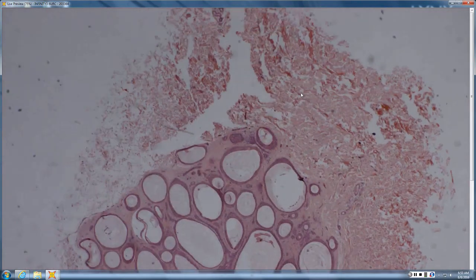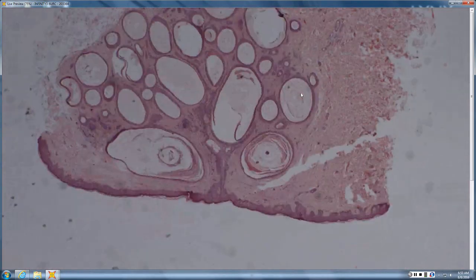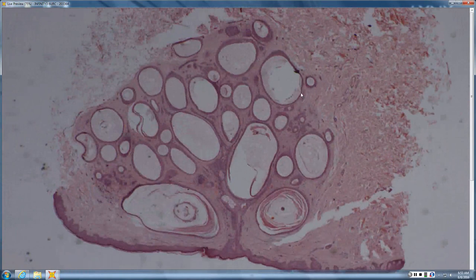So, I really dislike that what's on the screen is not what's in my microscope. Mm-hmm. Okay.